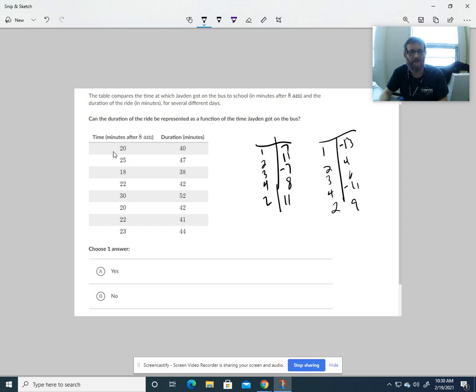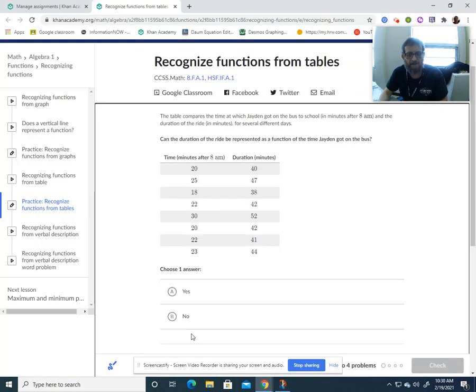So right here, when I'm scanning this list, what I'm really interested in is, do I ever repeat any numbers? And I clearly repeat 20, I clearly repeat 22. And when I put 20 in once, I got out 40. And when I put 20 in the second time, I got out 42. That can't be a function. Functions don't work that way.